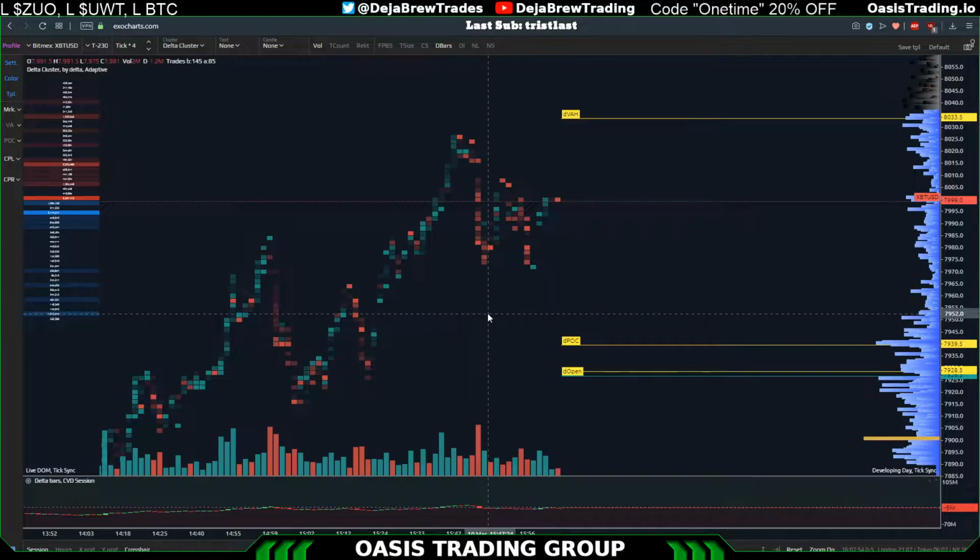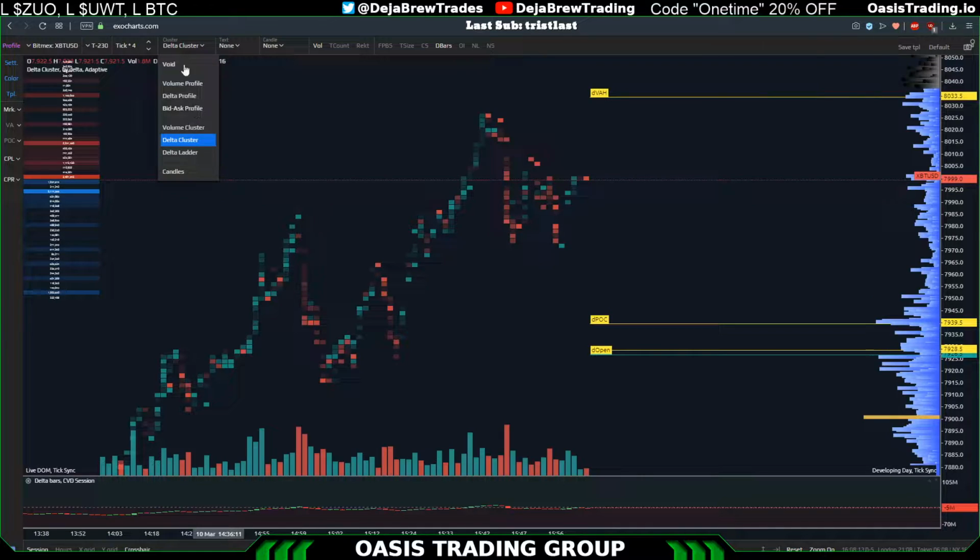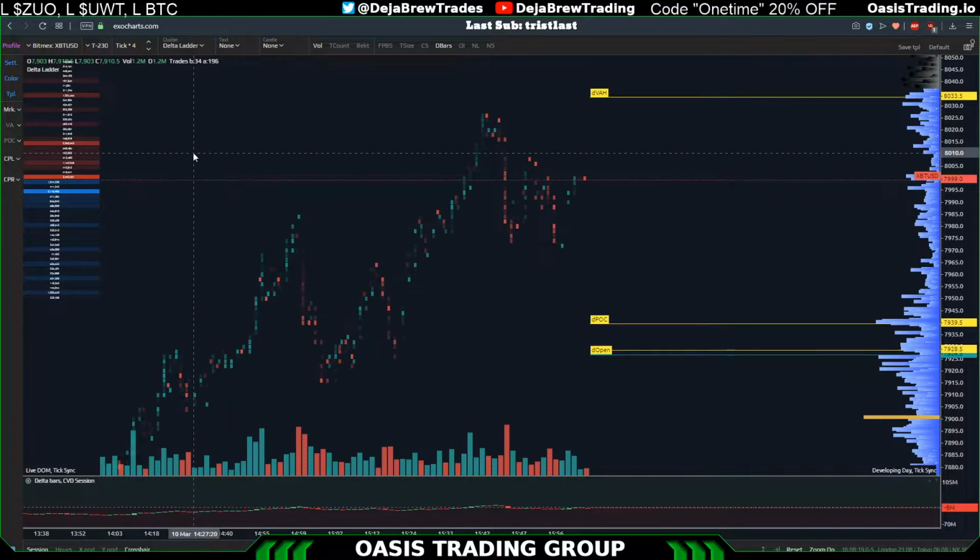So first things first, why I use the tick chart. The tick chart looks for very small movements in Bitcoin's price action. And with the tick chart, I also use the Delta cluster. On the format here, you've got a bunch of different ways you can look at this. I use the Delta cluster. You can also use the Delta ladder. It looks the same, but it makes it a little smaller. But I use the Delta cluster.